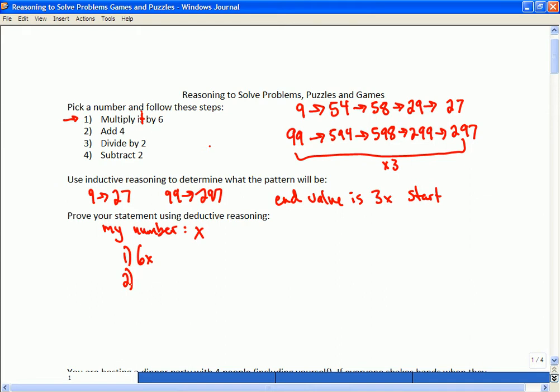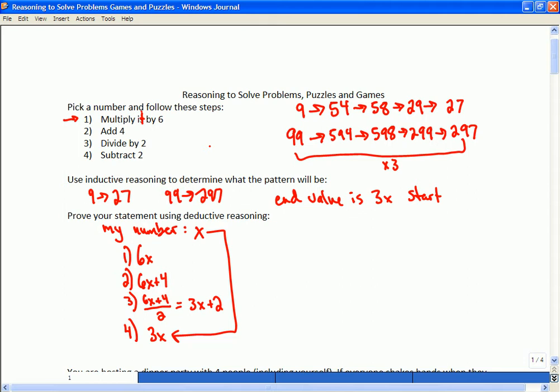Okay, anybody want to volunteer what it's going to look like on step number 2? 6x plus 4, yes. And step number 3, what are we going to get after that? So 6x plus 4, and if I divide it by 2, can anybody simplify that? Yeah, 3x plus 2. Everything is halved. Okay, and then in position 4 there, what will we be ending up with? Yeah, subtract 2, so we get 3x. So you can see that when I start with x, I end up with 3x at the end of it.